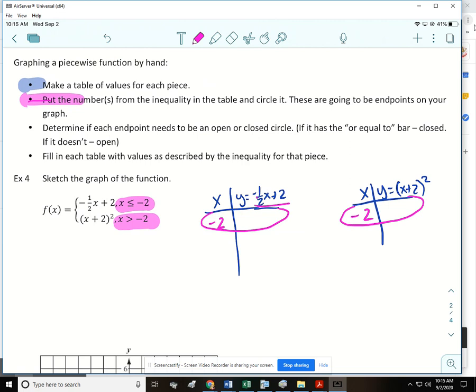It is a special point. It's going to be the end point on a graph. So it's going to be a starting or stopping point on your graph.